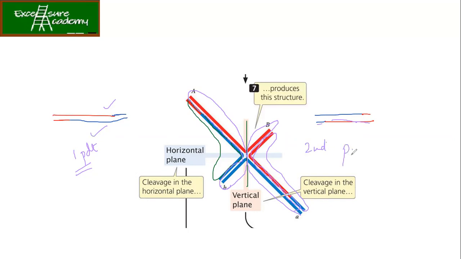Now, looking at these two products, this is the second product. What do you think? Are they similar to the parental? What were the parentals? Right? Are they similar to parental? Is any of the strands similar to parental?